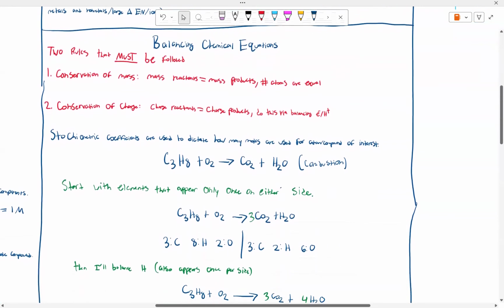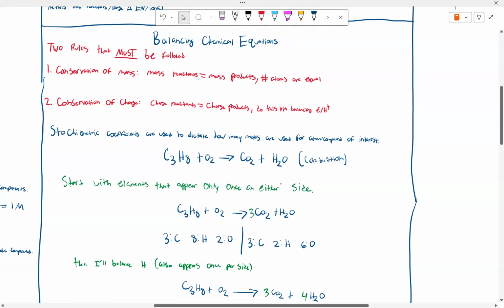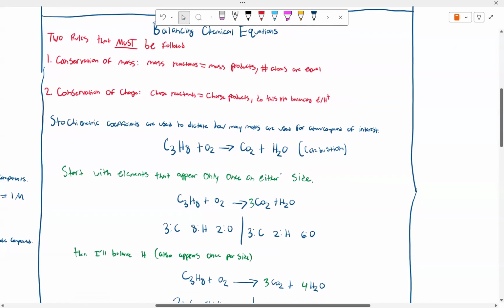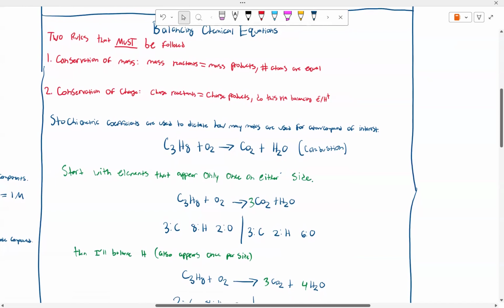Balancing chemical equations. There are two rules that must be followed: conservation of mass and conservation of charge. Makes sense. You can't just add in another element or random mass from nowhere. It always has to come from somewhere. And the charge too: you can't have a random charge in your products that came from nowhere. It has to be balanced, as all things should be. More or less, my little seesaw here: it can't just be one way. You can't produce matter from nowhere, and the same thing with charge.